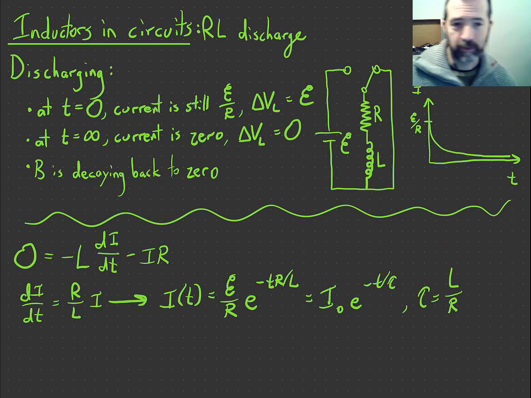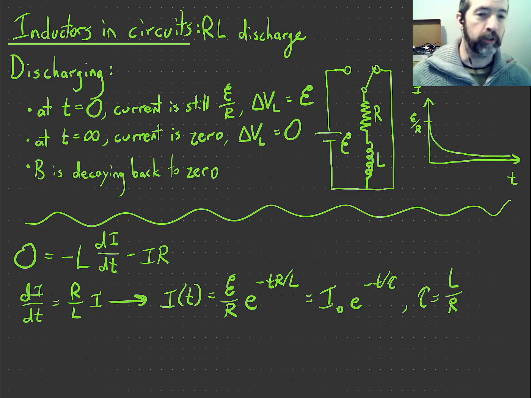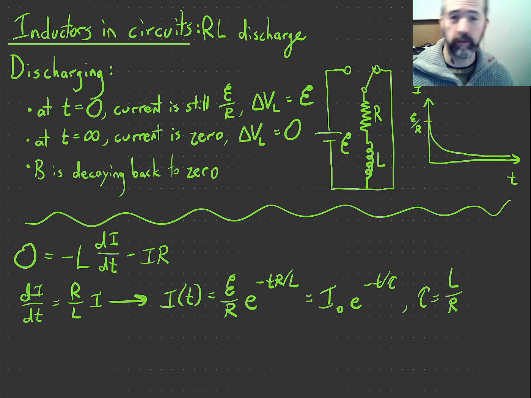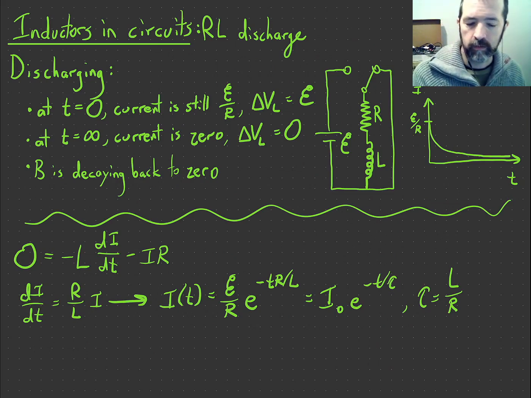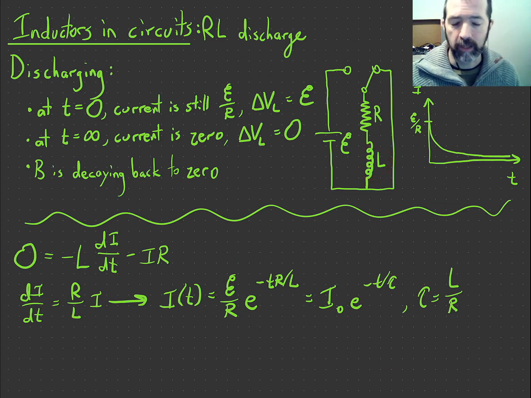But here's the discharge case. So we're going to presume that it was in that previous state for a long time. I reached my maximum current, everything was steady. And then I took the switch from that left position and moved it over to the right. So now there's not a battery in the circuit anymore. I just have a loop with only the resistor and the inductor. In the moment that I do that, at t equals 0 instantaneously, the function of the inductor is going to be to maintain the current that had already been flowing through it.